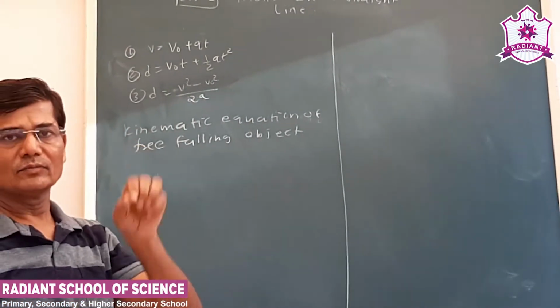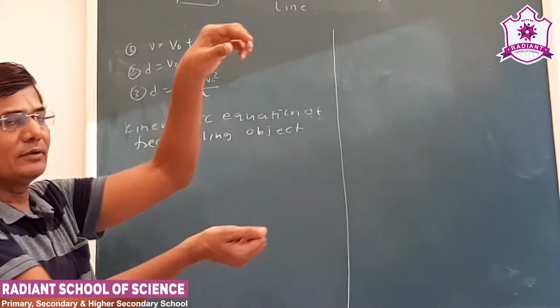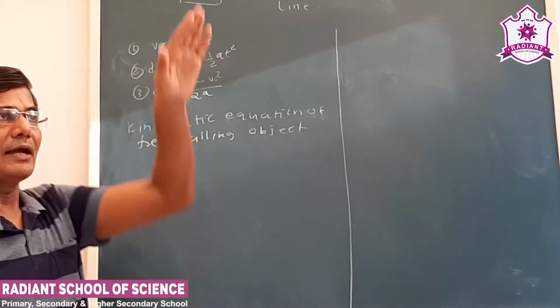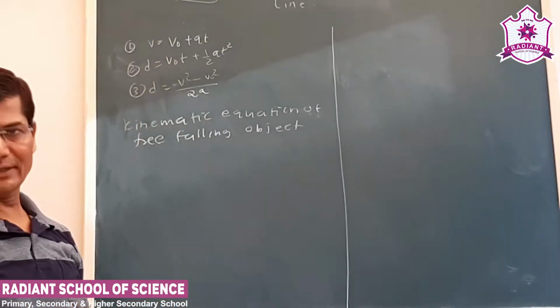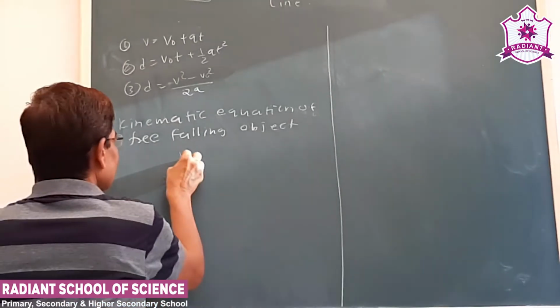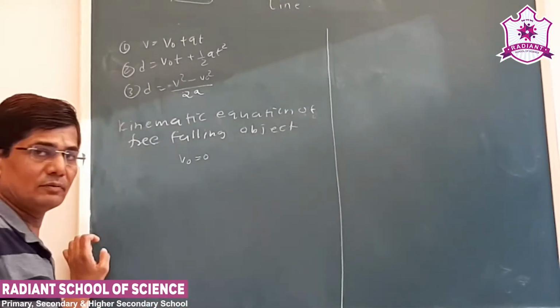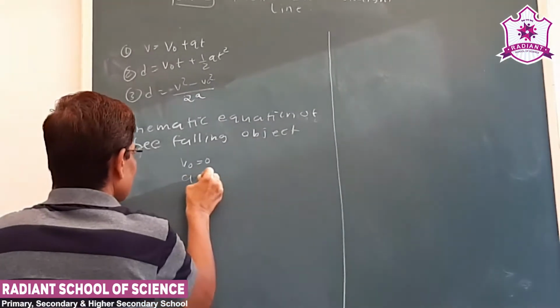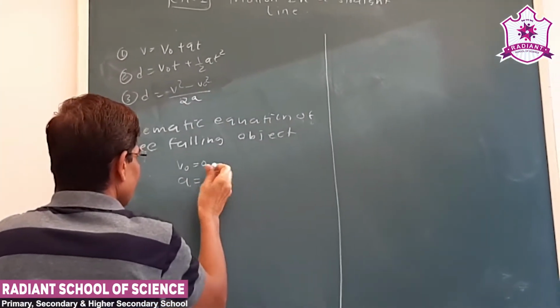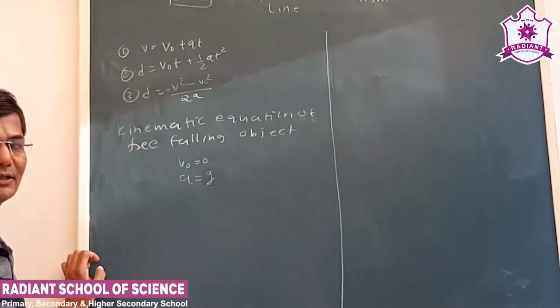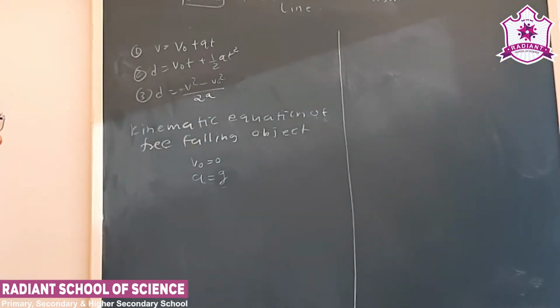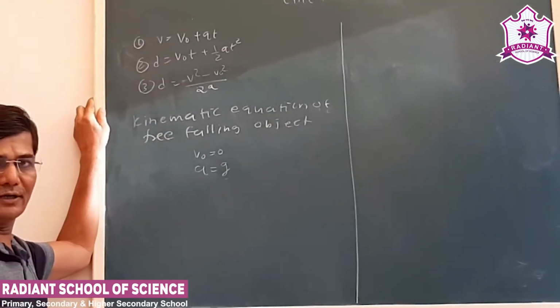Whenever the body starts its motion, the initial velocity is 0 and it is coming down because of the gravitational action. So for a free falling object, v0 is 0. Now the acceleration is g, a constant acceleration. This is gravitational acceleration. More regarding gravitation we'll study in lesson number 8.